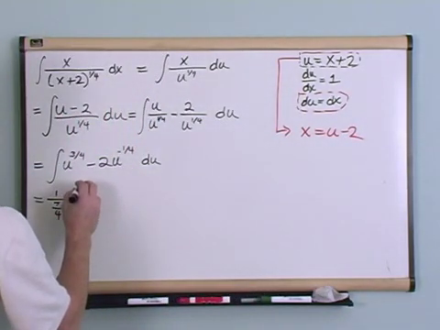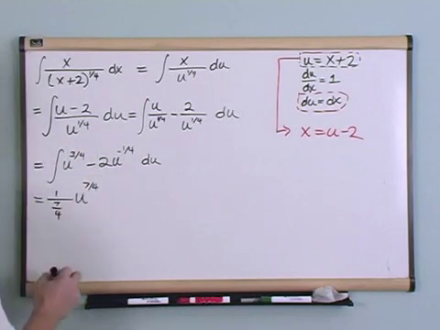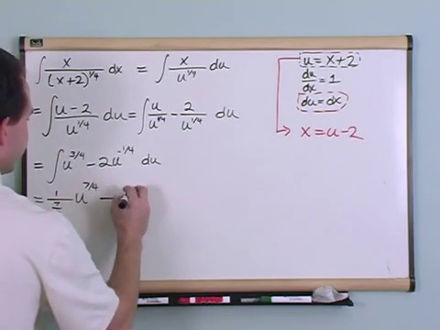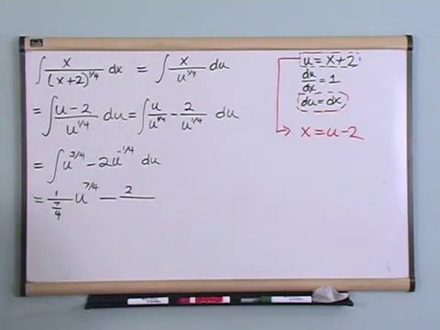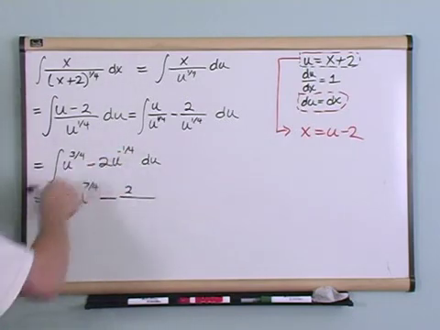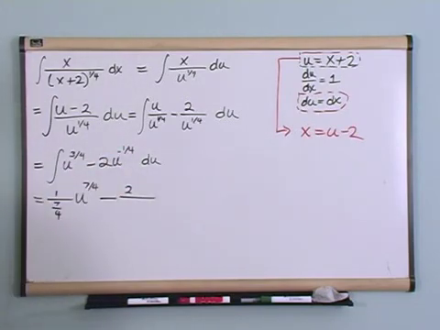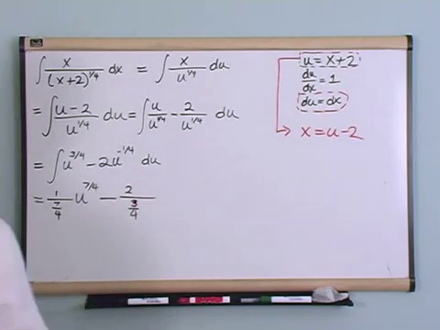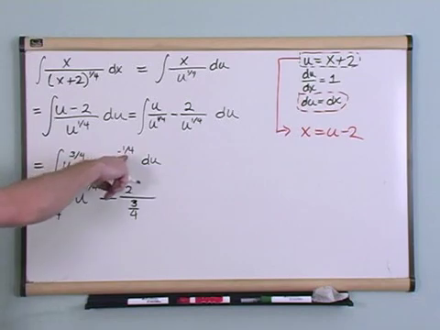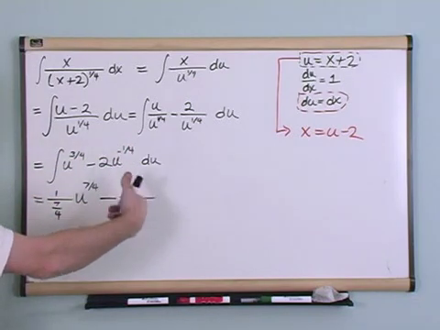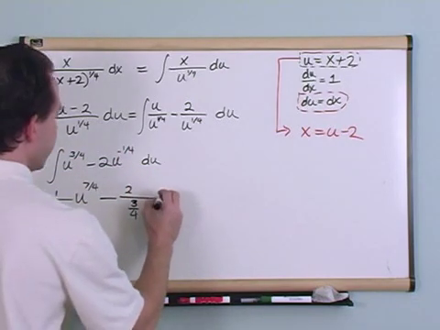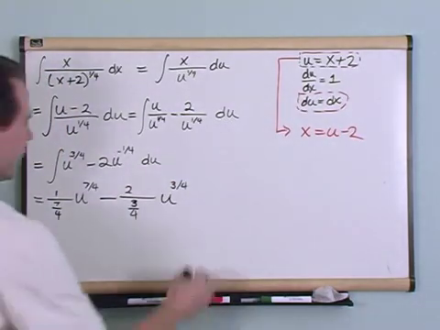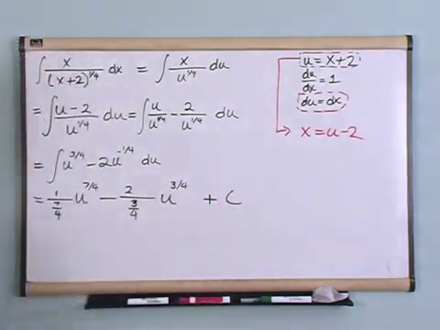times u to the same thing, 7/4, because of this plus 1. Minus, we're going to integrate this, 2 over 1 plus a negative 1/4, which is just a positive 3/4. If I take this negative 1/4 and add 1 to it, I'm just going to get a positive 3/4, times u again to the positive 3/4. And then don't forget your constant. When I integrate stuff, I have to have a constant.